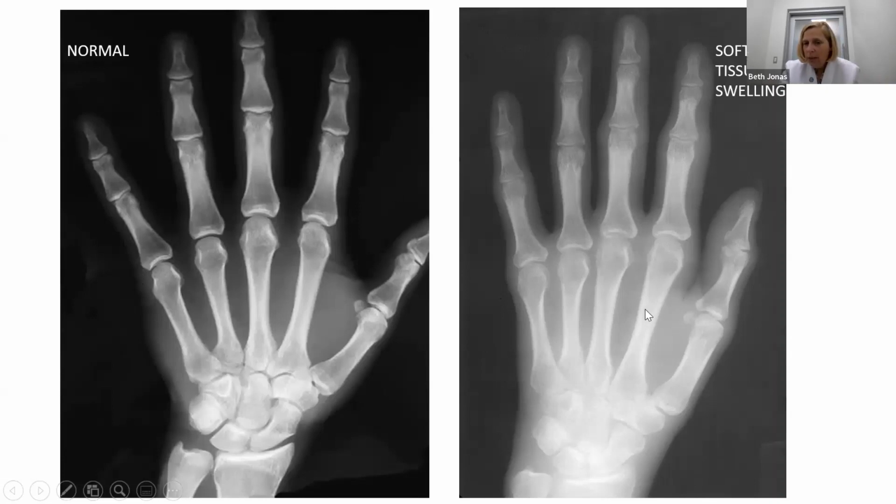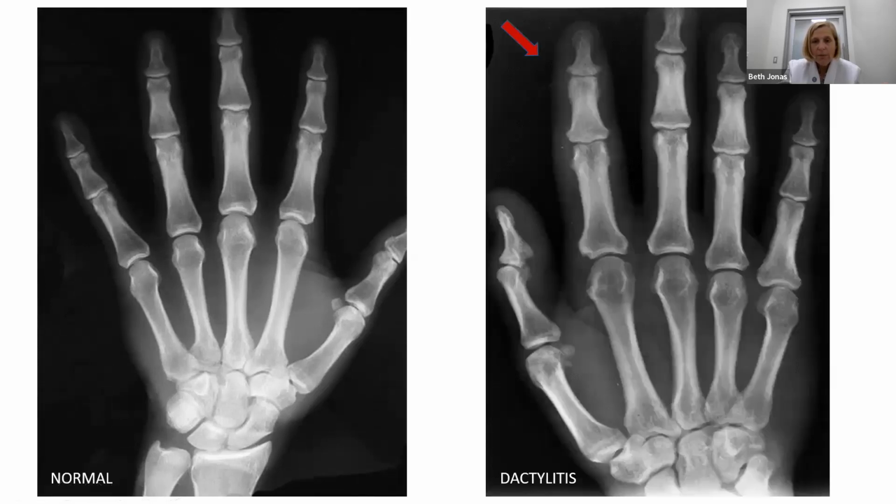And on the right, you see just this sort of diffuse soft tissue swelling. You can see really around each of the digits how that soft tissue looks sort of very swollen. Okay, and that can be helpful when you're looking at films.